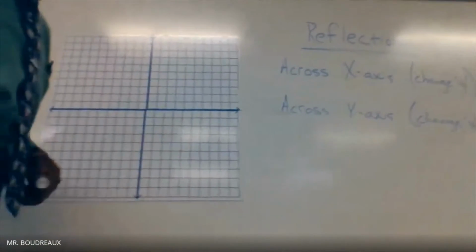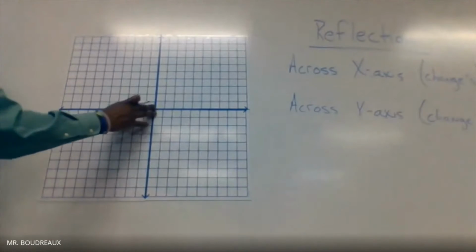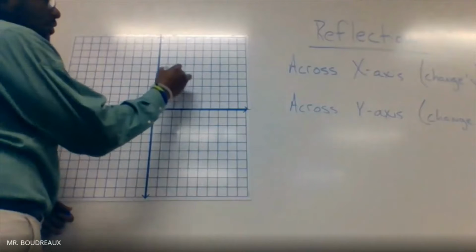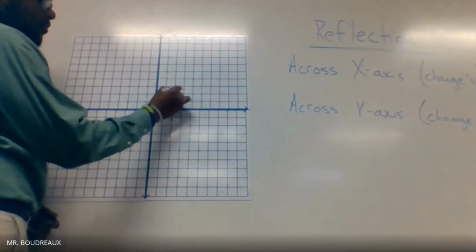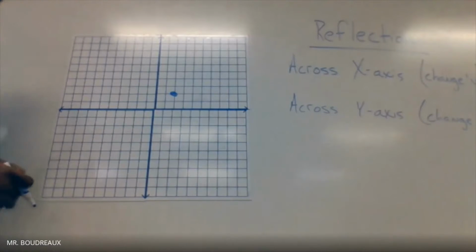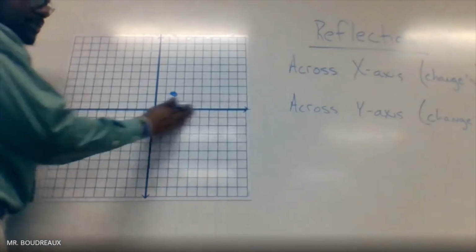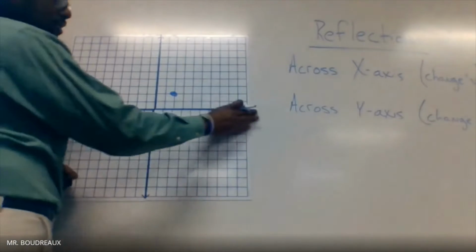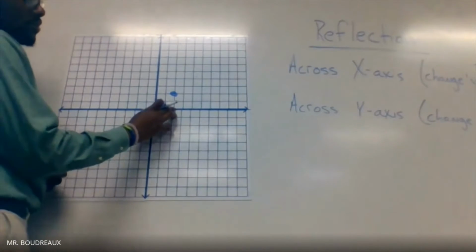Now let me show you what it looks like on the graph paper. So let's say I have 0, 0, that's my origin, and I'm going to put a point right here. Let's reflect it across the x-axis. This is the x-axis, so I'm going to reflect it across this. This point is 2, 2.